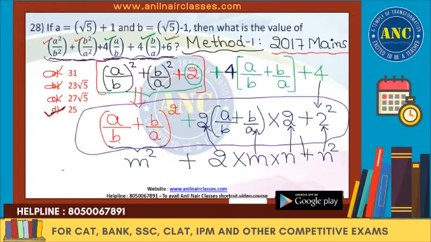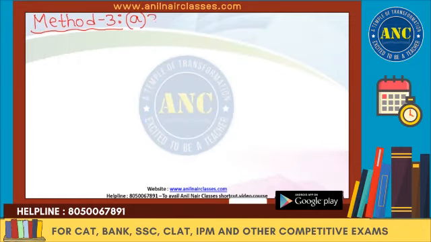Hold on. Let me first list out the answer options. 31, 23 root 5, 27 root 5, 25. Yes, let me list out. 31, second option is 23 root 5, third option is 27 root 5, and the fourth option is 25, right? Now see here, sir. Very simple. First option is 31, fourth option is 25. They are not closer to each other. They have a difference of 6 units between them. So they are pretty far from each other.